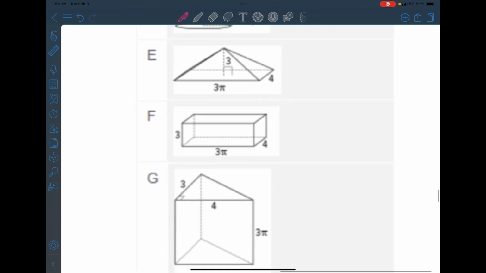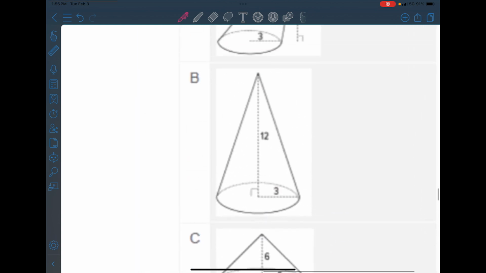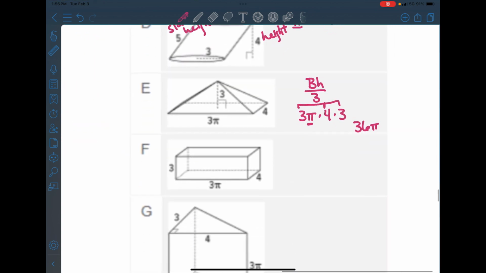All right, on E, this is a pyramid. So capital B times h divided by 3. And in this case, your capital B is base times height because it's a rectangle. So you're going to go 3 times 4 times 3, and leave pi. So 3 times 4 is 12, times 3 is 36, and put pi on there, okay? And so that's what you're looking for. That's not the only answer, but that's one of the answers.